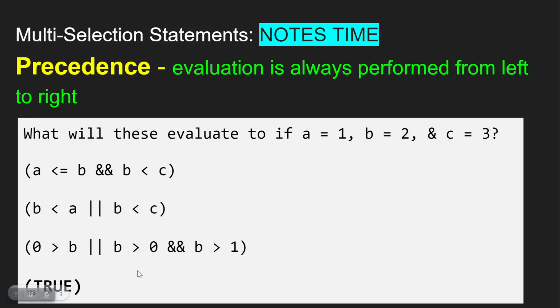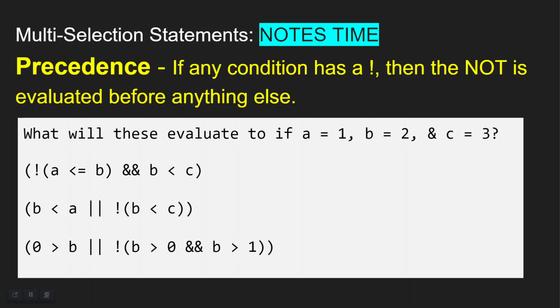So that whole concept of precedence and order of operations comes back from Unit 1, and now becomes a little bit more complex. So the other thing to note is that if we have an exclamation point anywhere, that is a not condition, and nots always get evaluated before anything else.